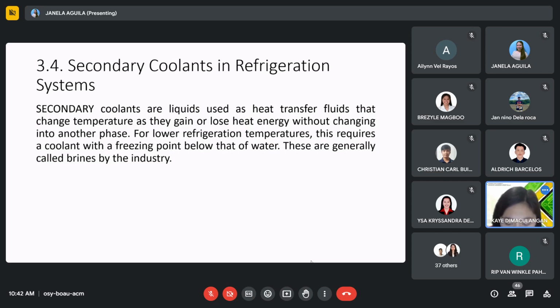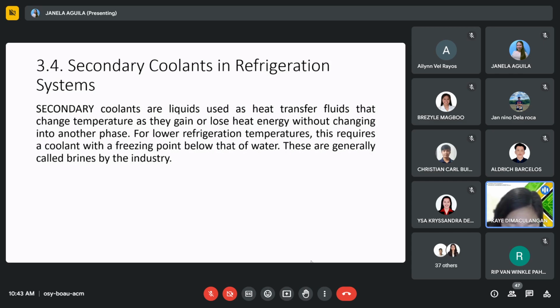Next, brines. Brine solutions are salt dissolved in water, typically calcium chloride and sodium chloride. They have lower freezing points than water, allowing them to remain in a liquid state at lower temperature. And next po, thermal oils. It is also known as heat transfer fluids, or synthetic oil or mineral oils with high thermal stability and heat transfer efficiency. They are used in a refrigeration system operating at a high temperature or in an application where direct contact with water is not desirable.